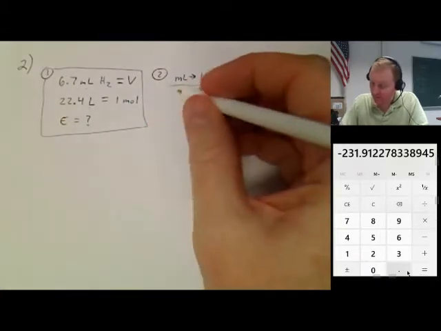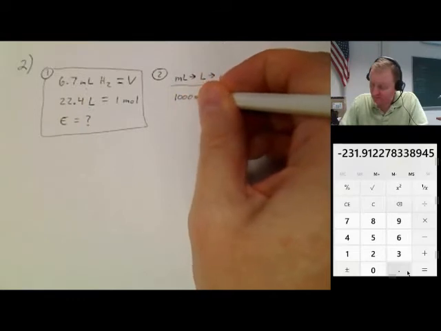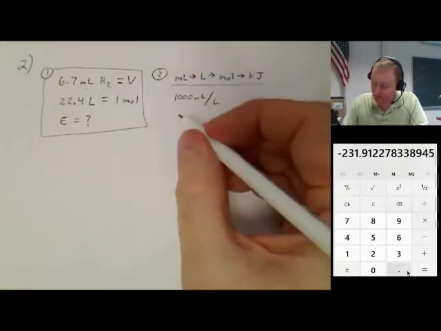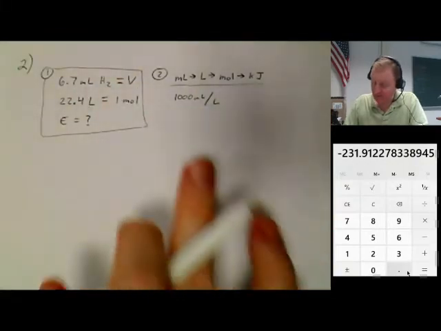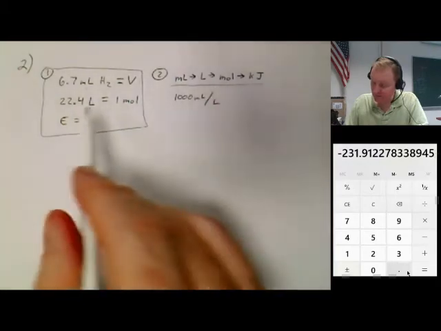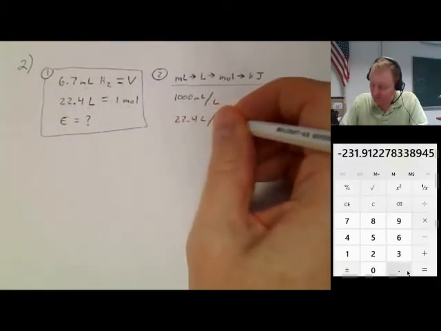Things I need to know. Well, I need to know that there are 1,000 milliliters per liter. I need to know the molar mass. No, I don't need the molar mass because we're not using grams here. So to go from liters to moles, I have that right here: there's 22.4 liters per mole.